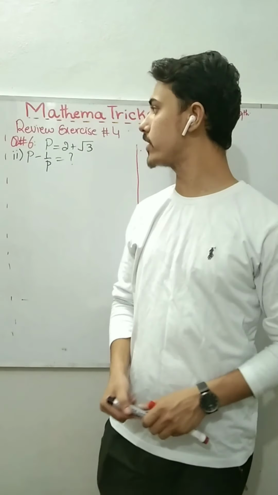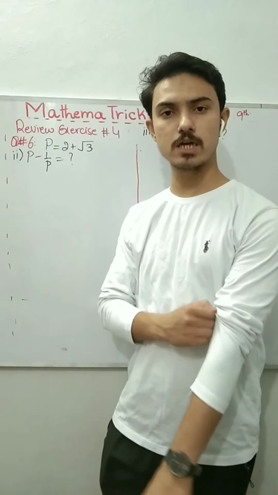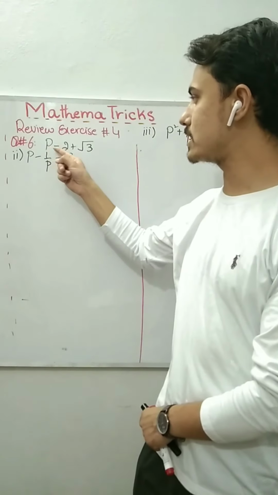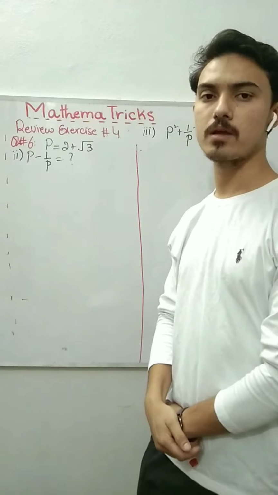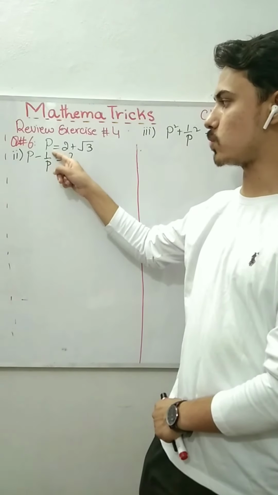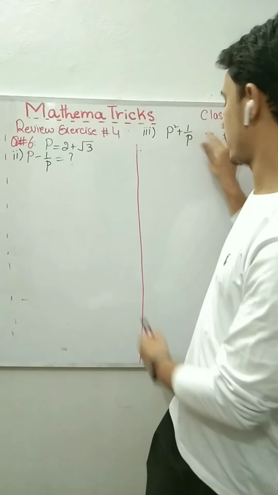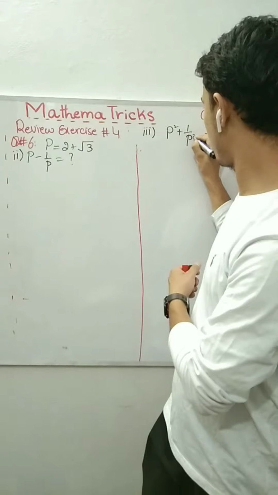Okay, let's look here. We have question number 6 of review exercise. We have 4 parts here actually. We have given p is equal to 2 plus square root of 3. With the use of this p, we need to find p minus 1 over p and p square plus 1 over p square. That's the square on p.